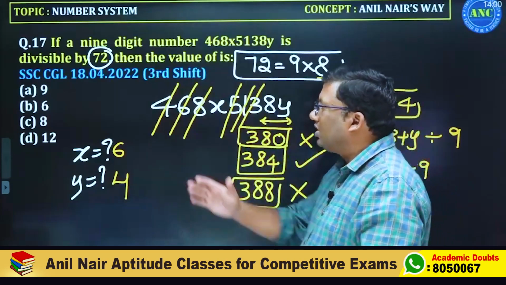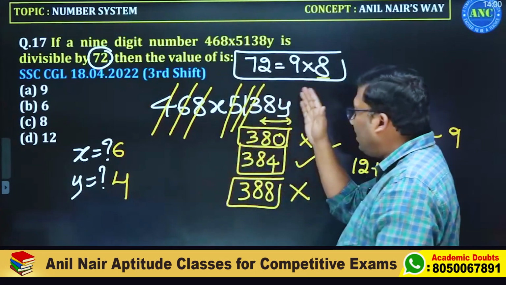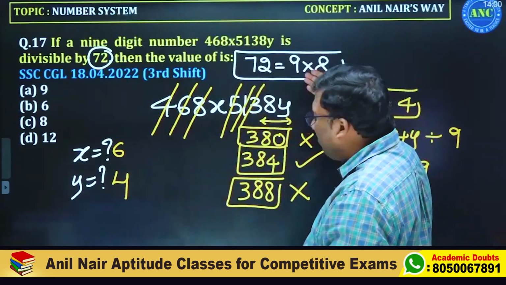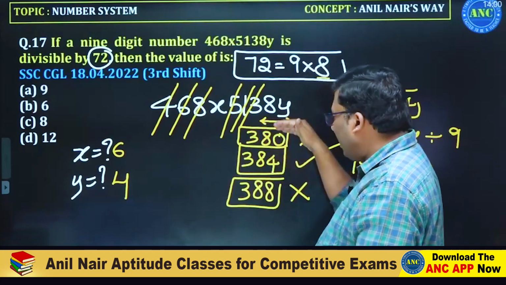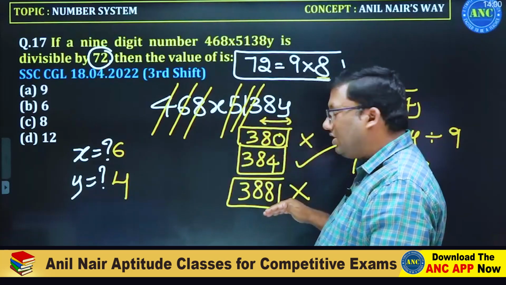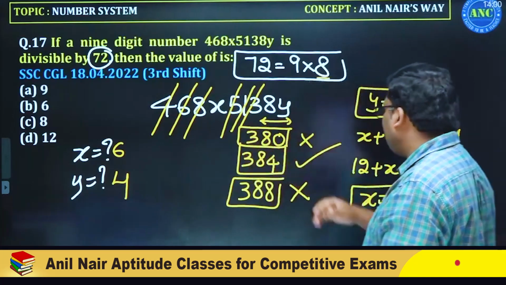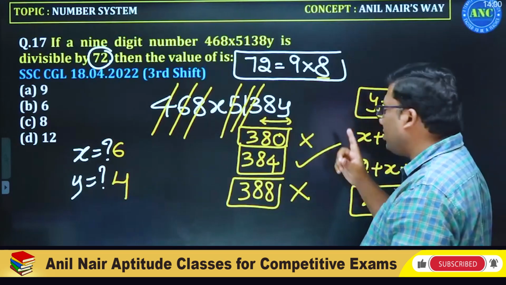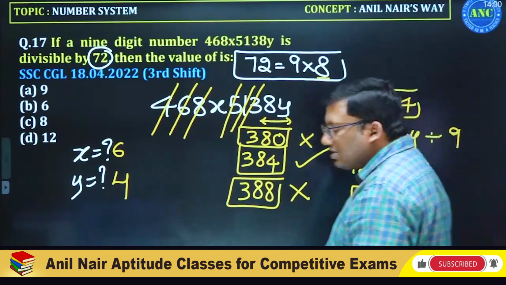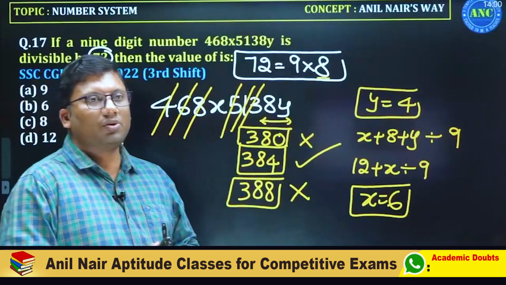This number is divisible by 72. 72 is 8 into 9. For a number to be divisible by 8, it should first be divisible by 4. 80, 84, 88. Then which numbers are divisible by 8? 384. That means y is 4. If I substitute y as 4, 12 plus x should be divisible by 9. That means x should be 6.